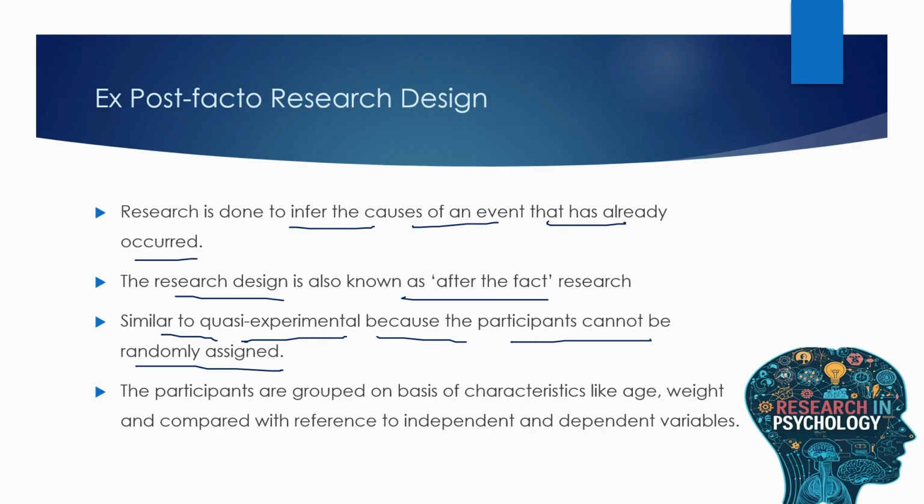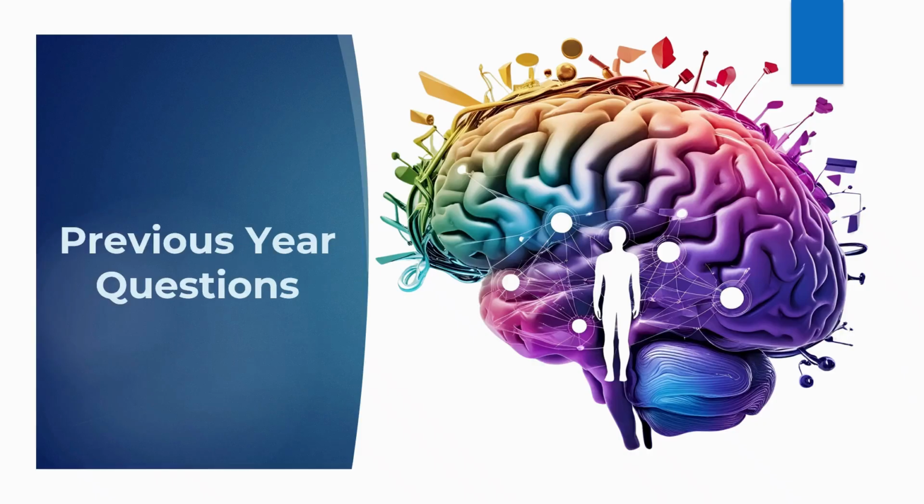The participants are grouped on the basis of characteristics like age, weight, and compared with reference to independent and dependent variables. Okay, if at all you want to group a participant, you will have to use characteristics like age, weight, and compare them with reference to independent or dependent variables. So this is ex post facto research design. So if you have watched Adolescence on Netflix, it is all about ex post facto research design in psychology. All right. So yeah, we are done with unit 4 of block 2.